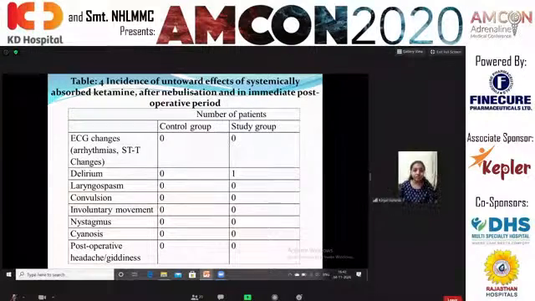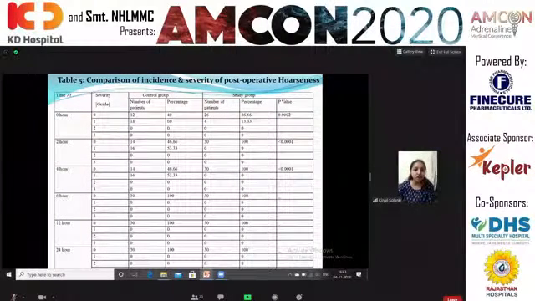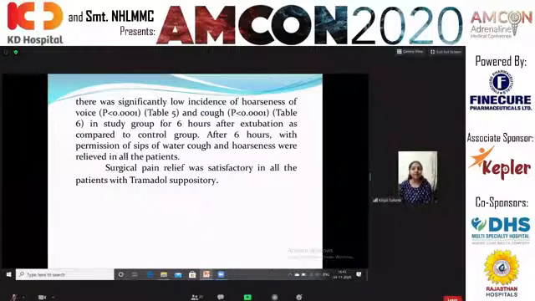The last two tables are showing comparison of incidence and severity of post-operative hoarseness and cough. From these two tables, there was a significantly low incidence of hoarseness of voice and cough in the study group for 6 hours after extubation as compared to the control group. And after 6 hours, with permission for sips of water, cough and hoarseness were relieved in all the patients.